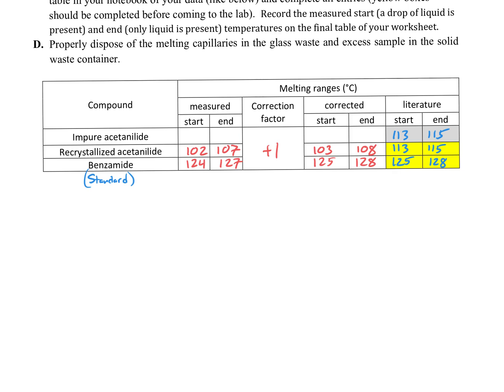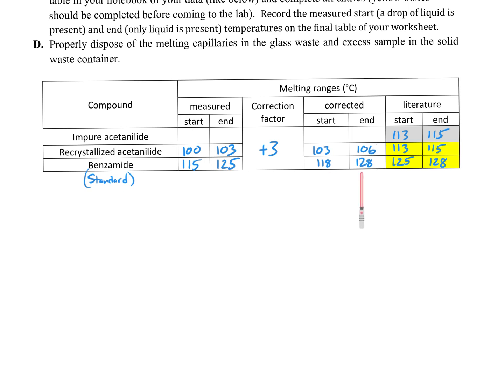And I want to do one more set of fake numbers. In this case, let's see if we do this. What would the correction factor be in this case? I think in this case, +3 would be our correction factor. We'd correct the 125 to 128, and the 115 to 118. And then I can do the acetanilide.